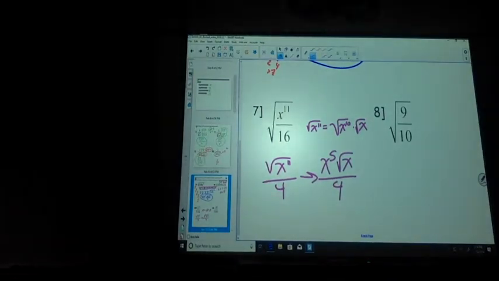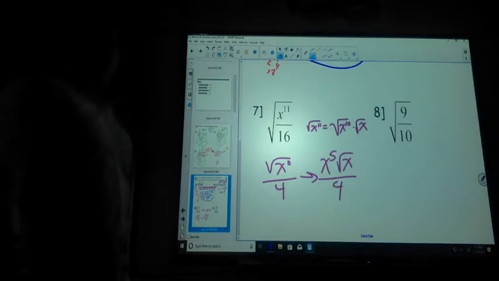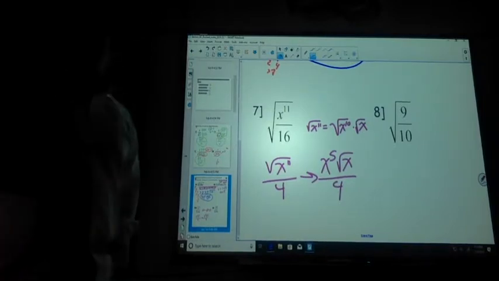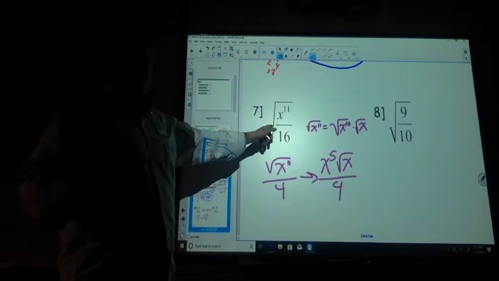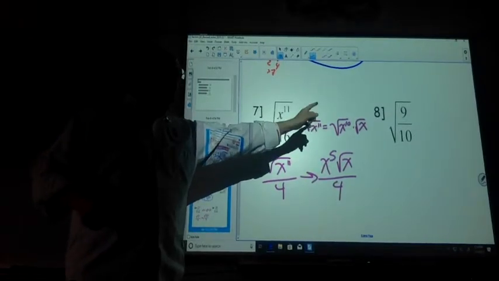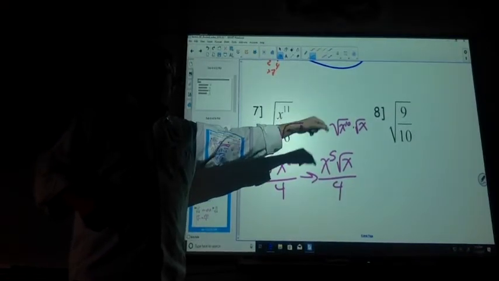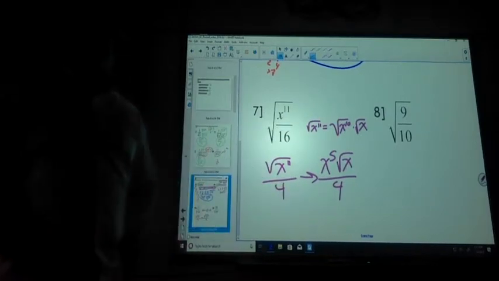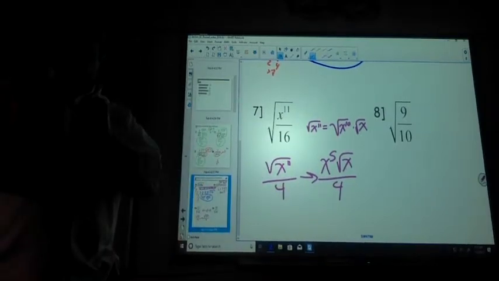Say that one more time. Well, if it's an even number, because there's a 2 out here, because it's square root. So if it was a 3, I would make that x to the 9th and x squared. Because like bases, when you multiply them, you add the exponents.